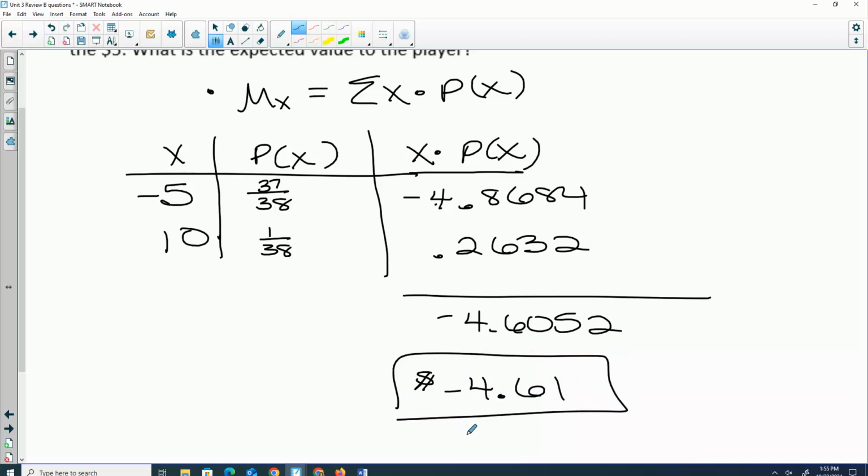In other words, if you play 10 times, you would expect to lose $4.61 on average for every time that you played. So it's not beneficial. If you were thinking about gambling, the odds are not in your favor. Okay, you're going to lose. Don't do it.